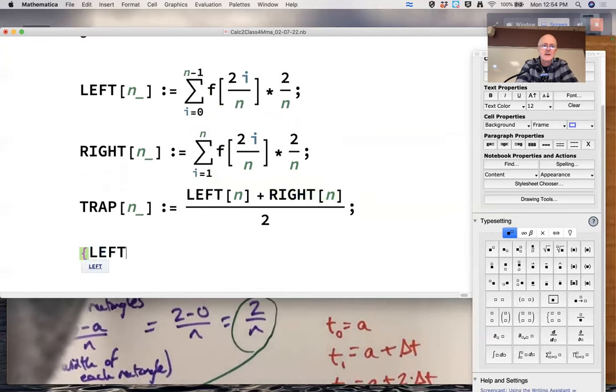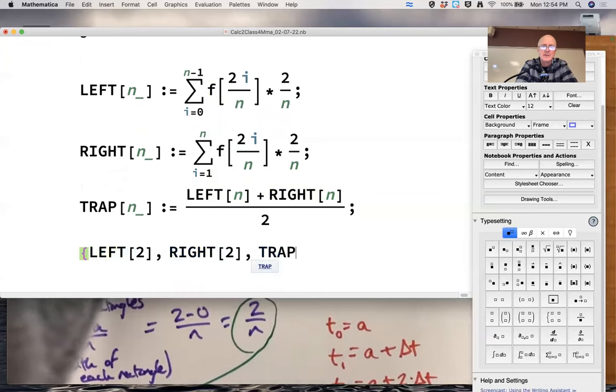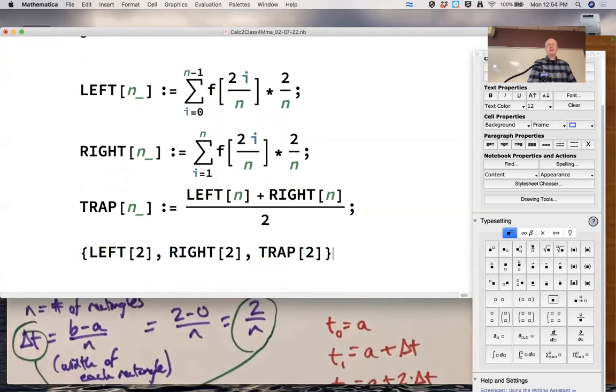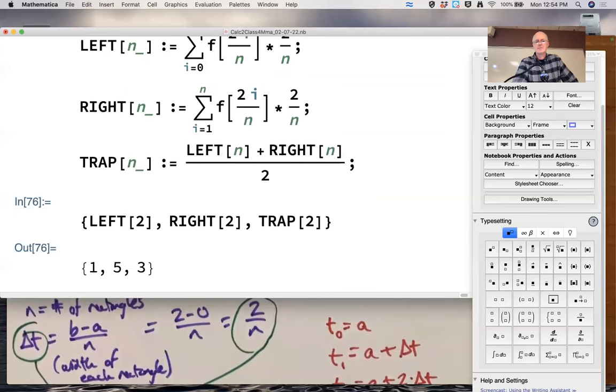So for example, I could find left 2, right 2, and trap 2. I'm separating those by commas and putting them inside curly braces. This is just going to give me a list of 3 numbers. The left-hand sum when n is 2, the right-hand sum when n is 2, and the trapezoid sum, the average of the 2 when n is 2. The approximations are not super great. Trap is okay, 3, but even that's not real close. The right answer, remember, is 2.6 repeating.